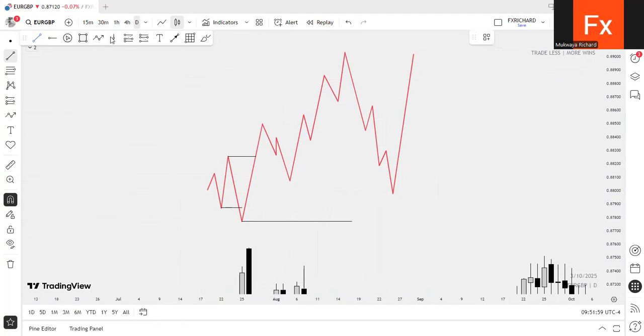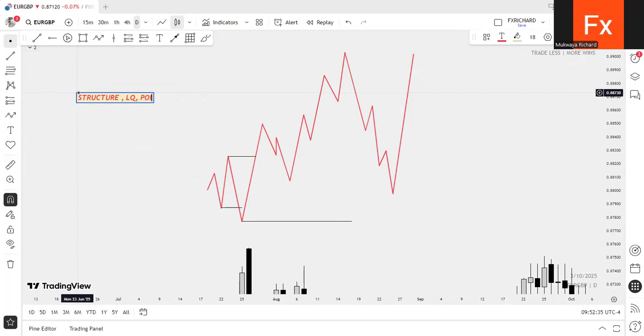Meaning we need to see three things. One, we need to know the structure of the market. Then after the structure, we shall try to look for liquidity. Then after liquidity, we shall try to get our POI.